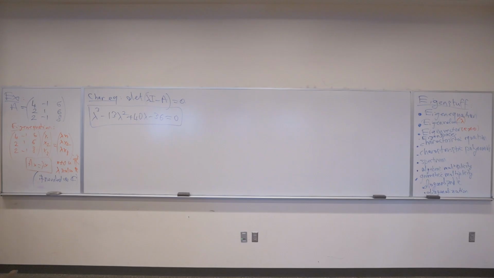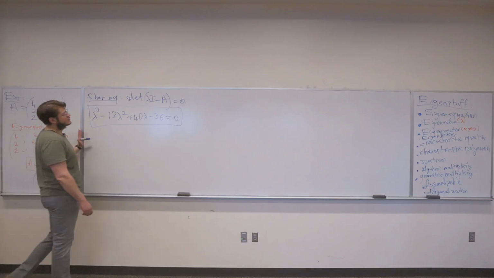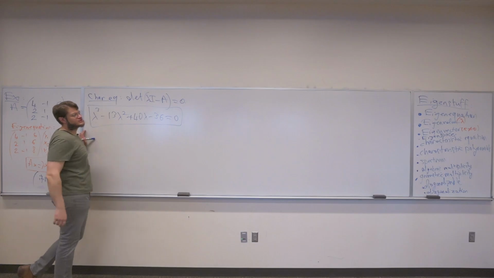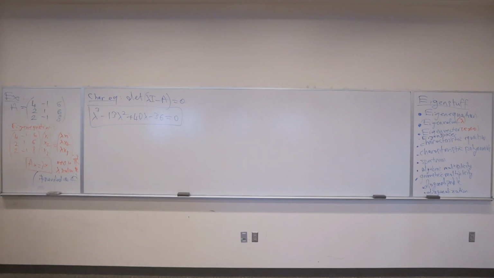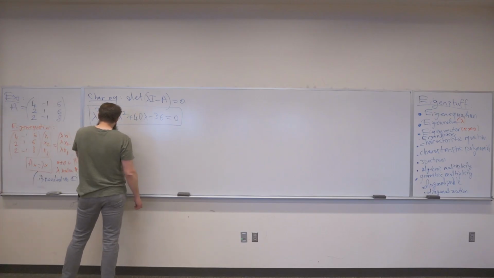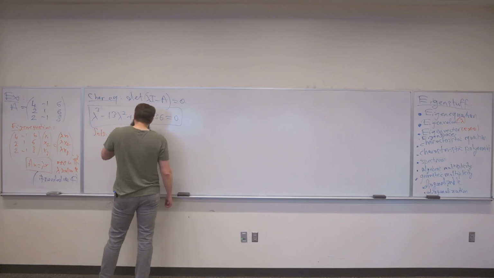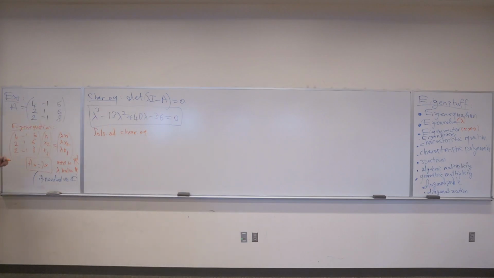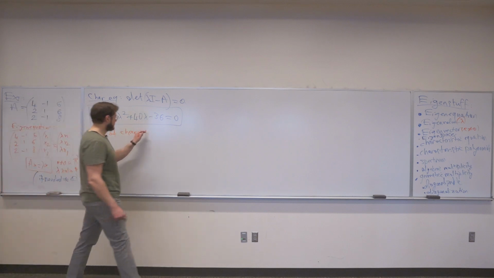Why are we looking into this? Let's remind ourselves. Because zeros, or rather the solutions of the characteristic equation, is the same thing as eigenvalues of A. That's the whole point of looking at this. Solutions of the characteristic equation is the same thing as eigenvalues of A.